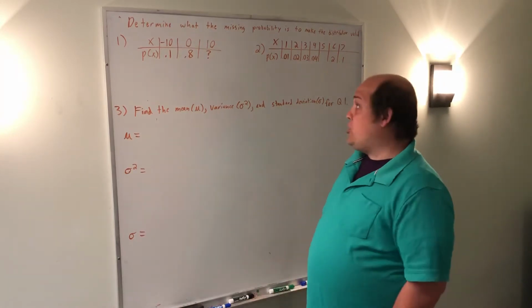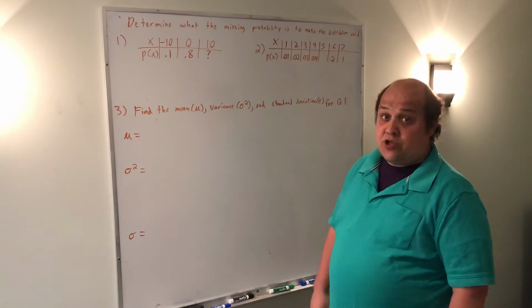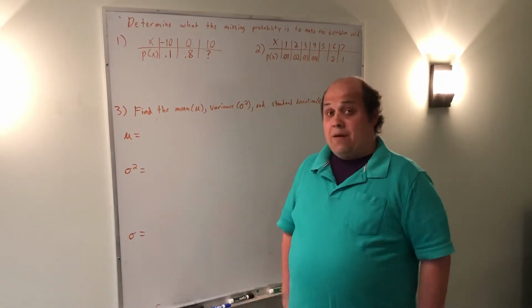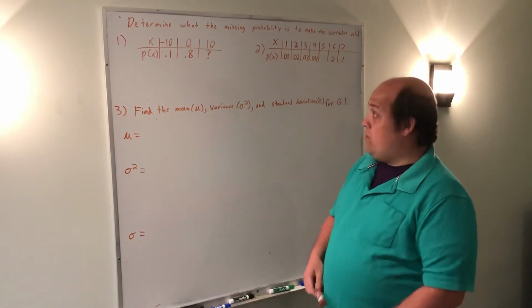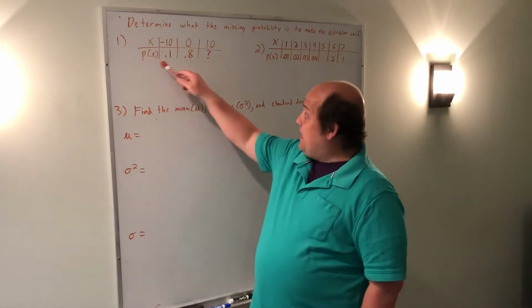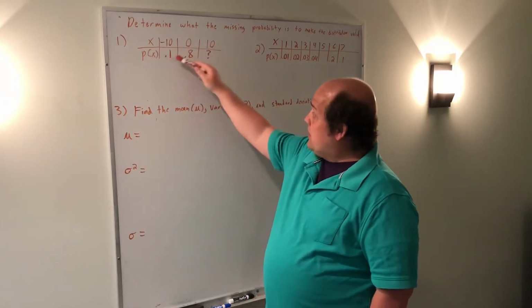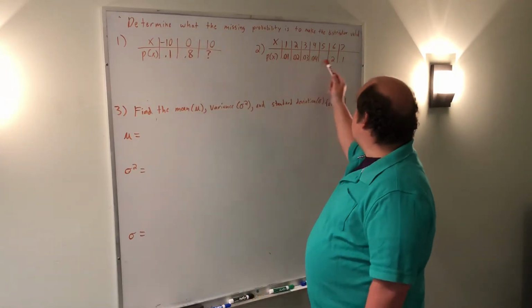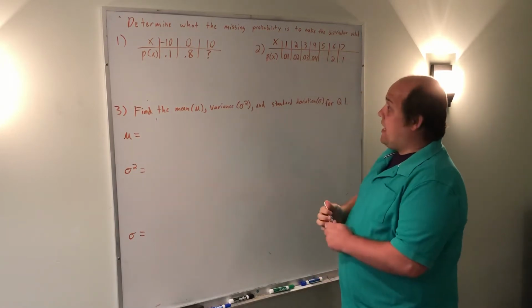So the first thing we check when we look at a probability distribution to make sure it's valid, are there any probabilities that are negative or greater than 1? So we look at the P of X row, not the X row. These probabilities are all between 0 and 1 for both of the first two examples.